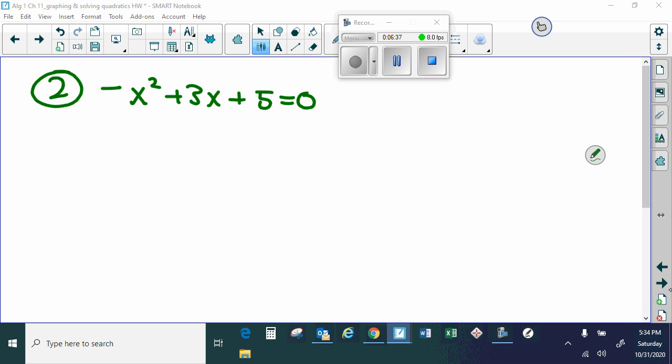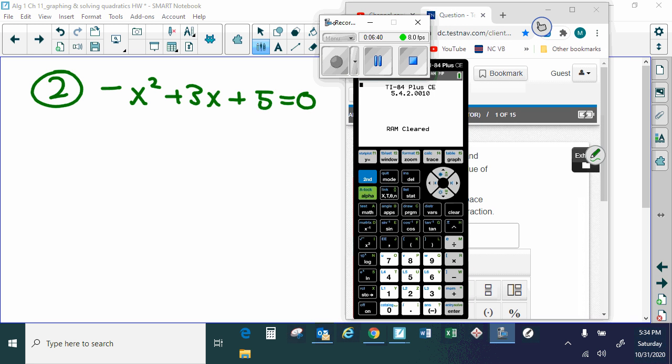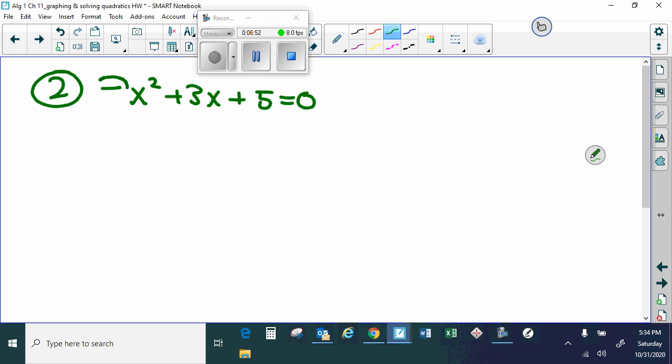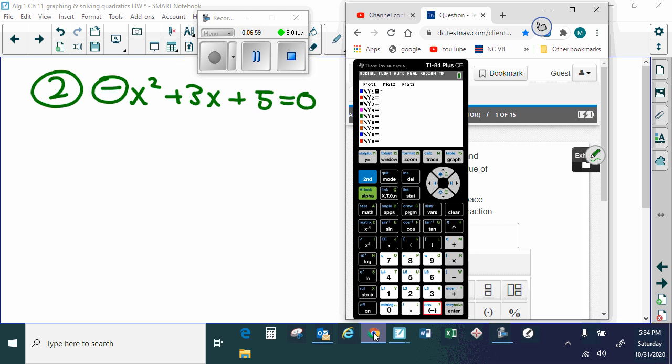So pull up the graphing calculator, clear it, and go to my y equals and type it in: negative. Notice I have to use the negative sign, not the minus sign. For the very first term of my equation, if it's negative, I have to use the negative button as I did there. Negative, x is right there. Squared button is right there. Plus 3x plus 5.